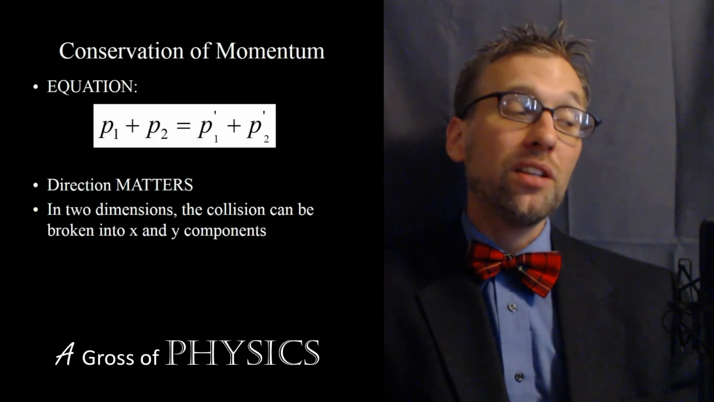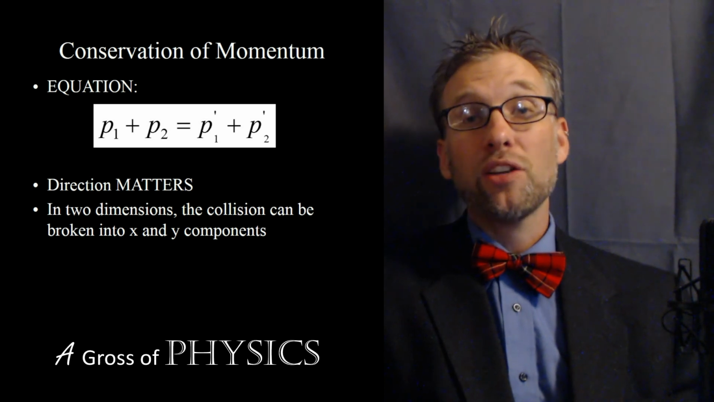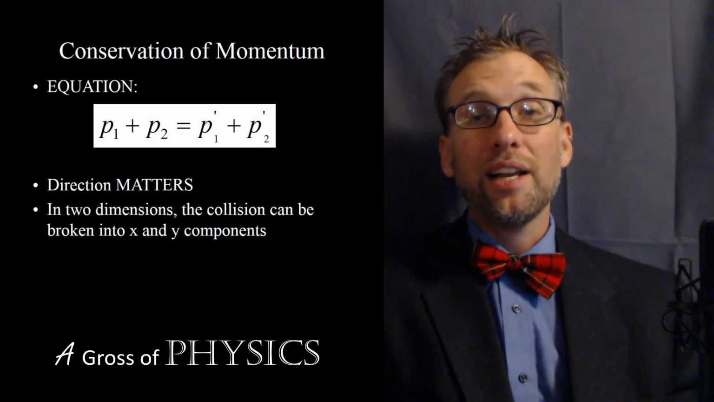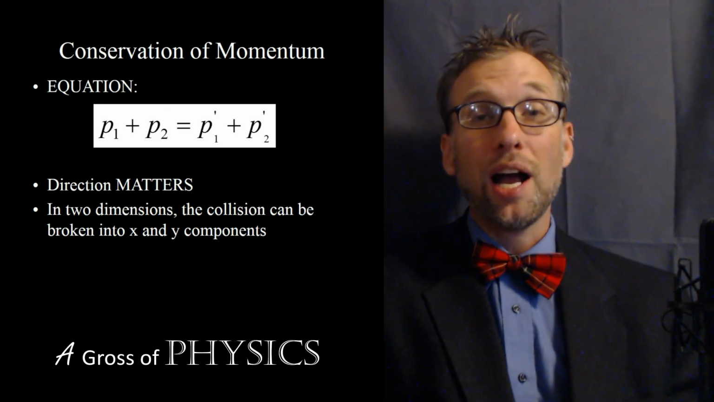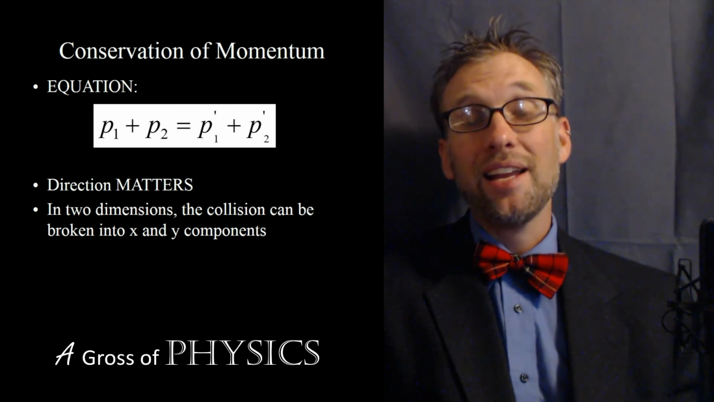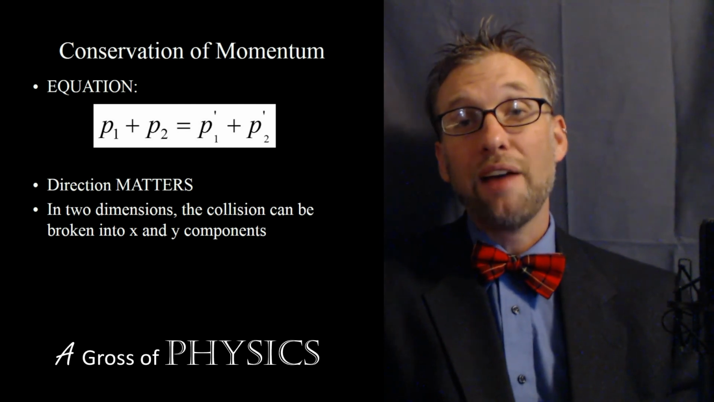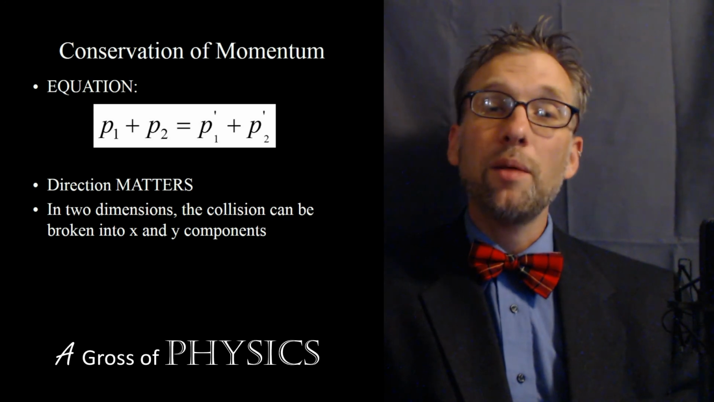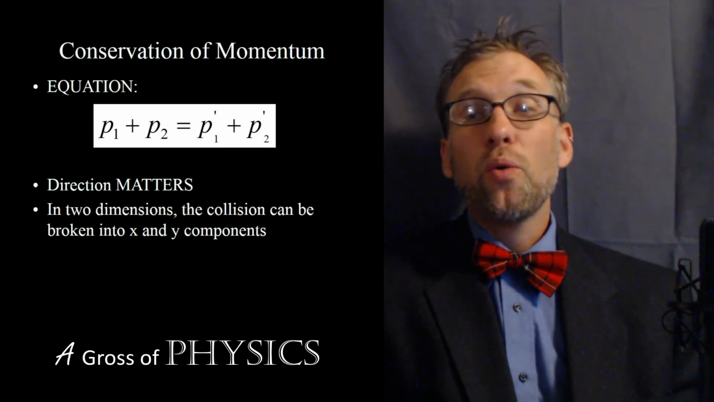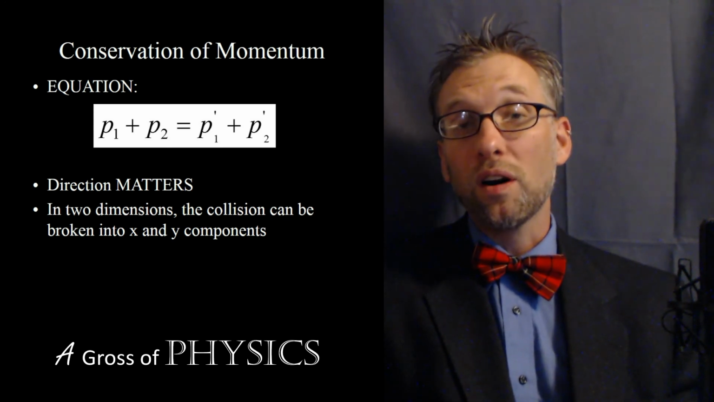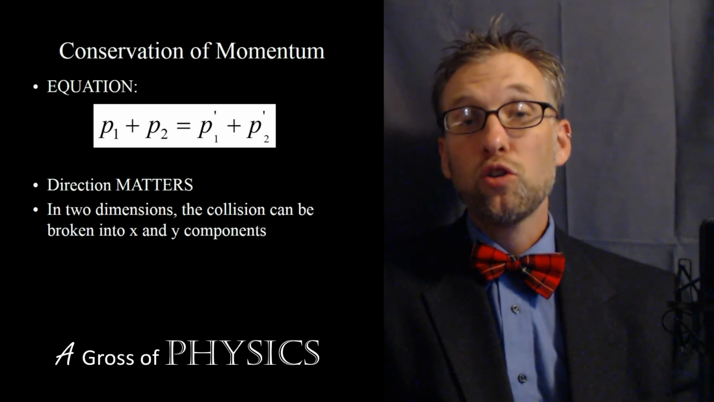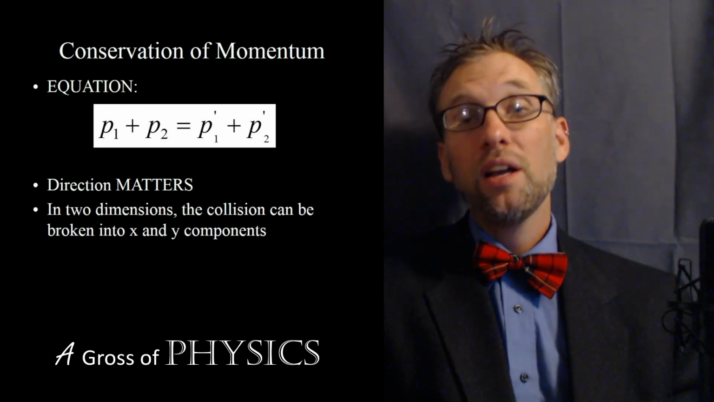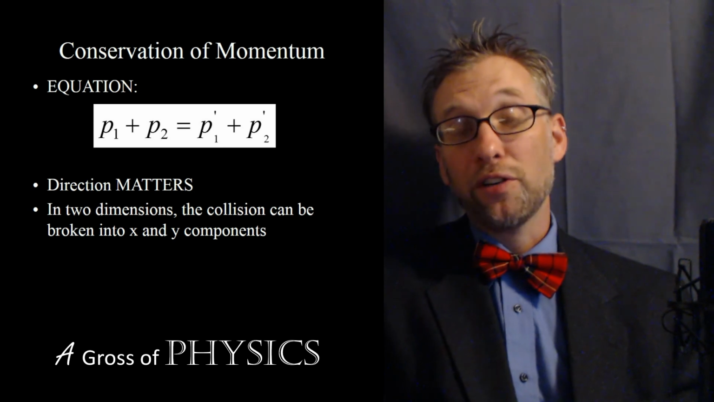Now, we need an equation to govern this, but really the equation is just a matter of calculating the momentum of each object before they hit, and then setting it equal to the momentum of each object after they hit. So what it ends up being is the equation is simply momentum before equals momentum after. So P subscript before equals P subscript after.